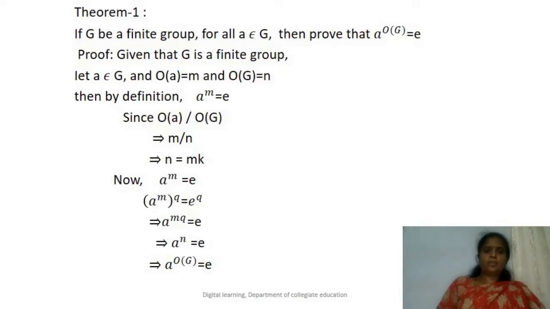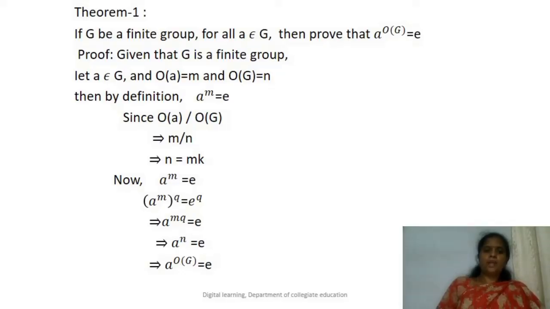Then let a belongs to G and order of a is equal to m, and order of G is equal to n. That is, like order of H, the subgroup we are considering, as order of a, which we are naming as m. By the definition, a power m is equal to e. So a power m, we can take it in the form of a power n, as usually the cyclic group is taken, a power m, which is equal to e here.